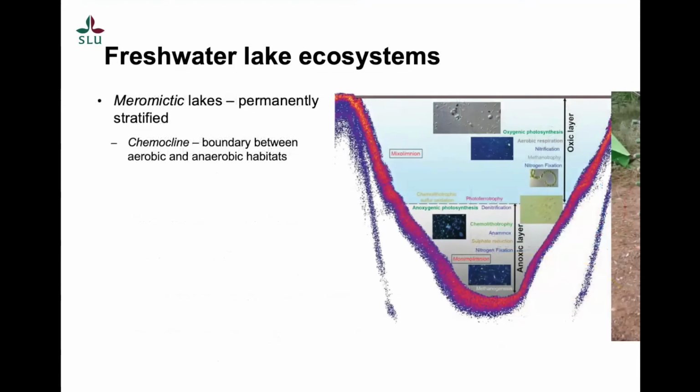A good example to try to drive this home: is anyone familiar with the term meromictic? A meromictic lake is one that never mixes. It never turns over. It's permanently stratified. So you have, in this case, what's called a chemocline. And this is a chemical gradient.